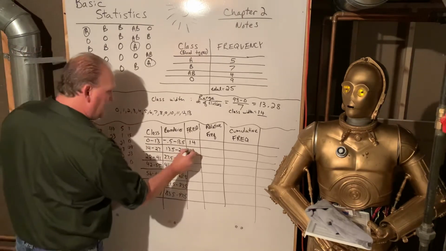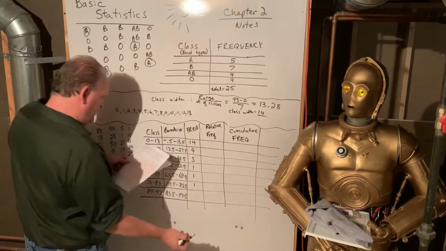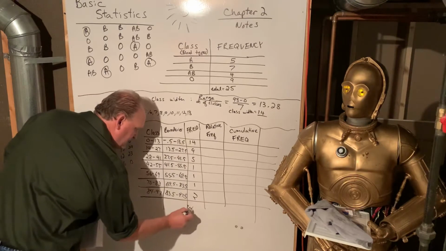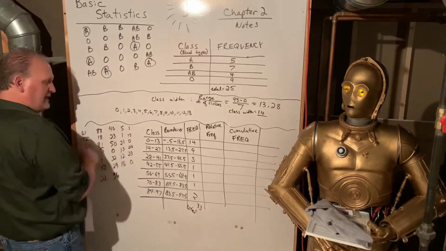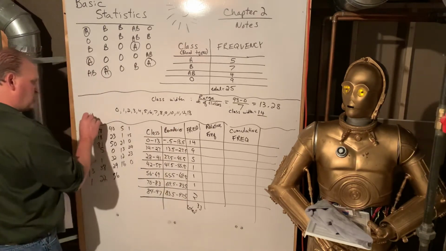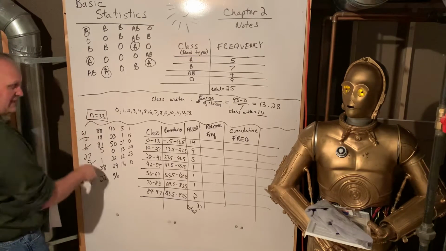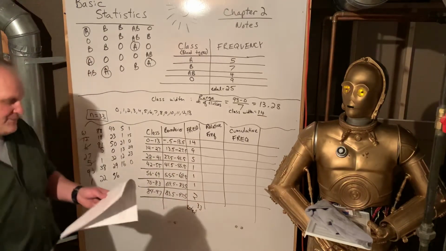All right, so that's 9, that's 5, that's 1, 1, 1, and 2 to end. You should always total up your frequencies, and it should always match the set of data given. So there's 33 pieces of data given. That's n equals 33. Usually n denotes the number of pieces of data. So n is 33. Your frequency should always add up to that.